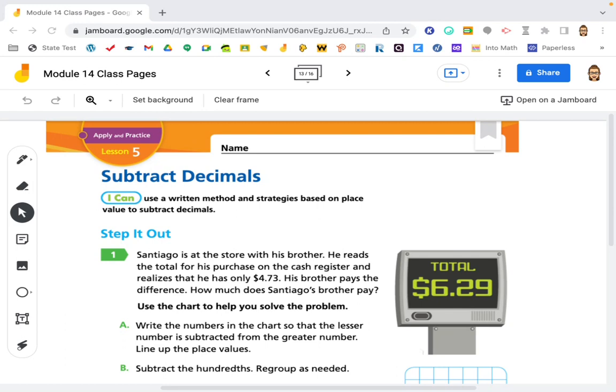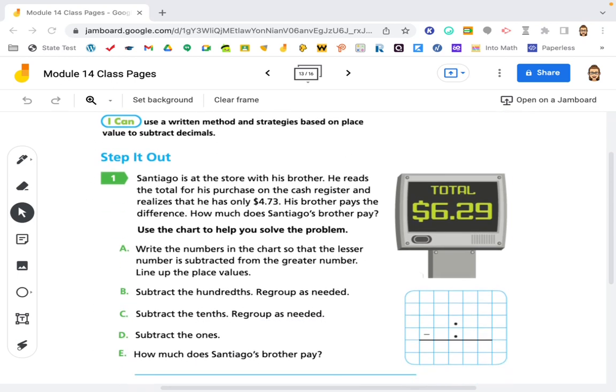So it says, Santiago is at the store with his brother. He reads the total for his purchase on the cash register and realizes that he has only $4.73. His brother pays the difference. How much does Santiago's brother pay? Use the chart to help you solve the problem. Write the number in the chart so that the lesser number is subtracted from the greater number. Line up the place values.